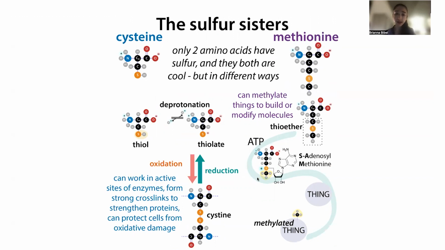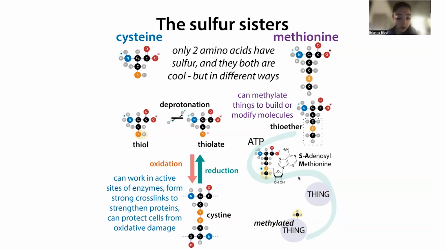Methionine doesn't do the cross-linking, but it does allow you to take this methyl group on the end of methionine and transfer it to other things through an S-adenosylmethionine intermediate. And so much more on that methylation in my post on methionine.